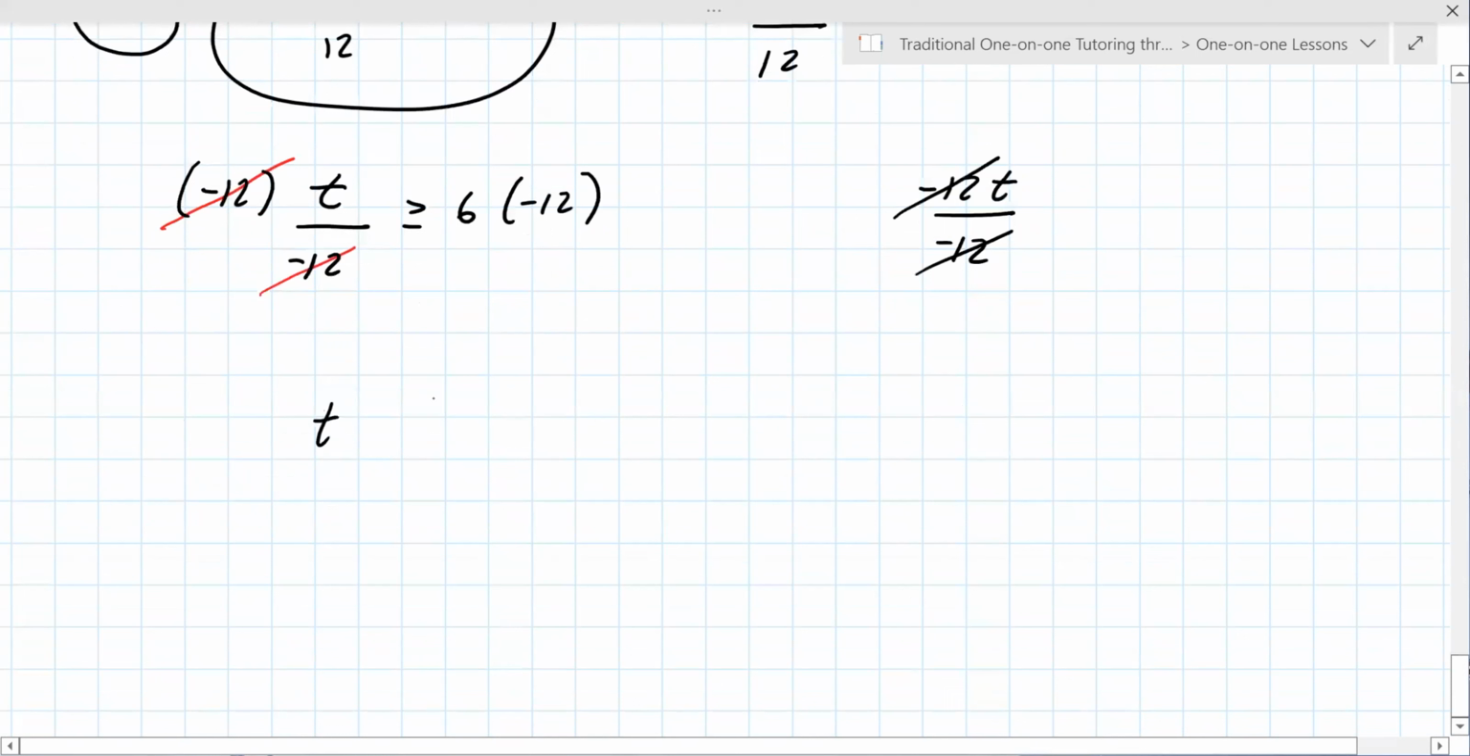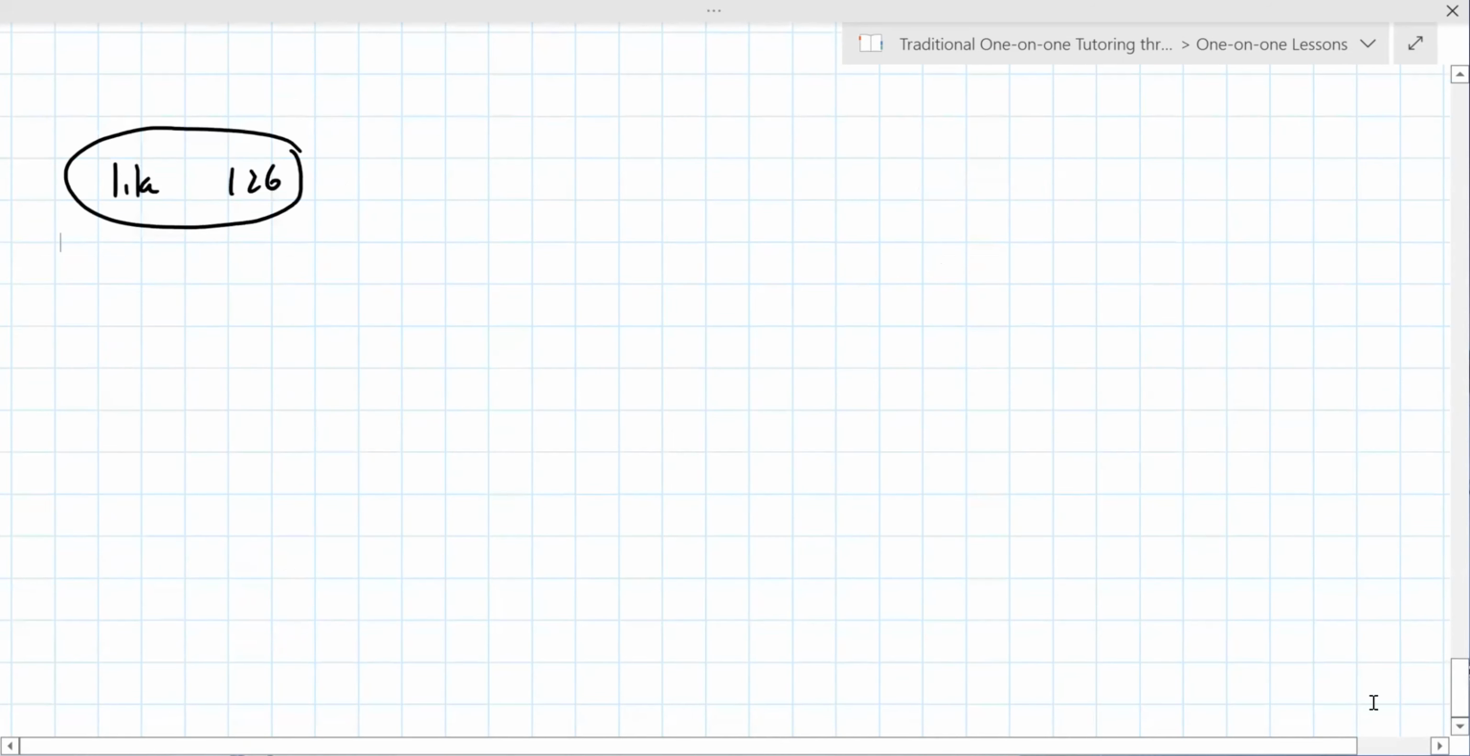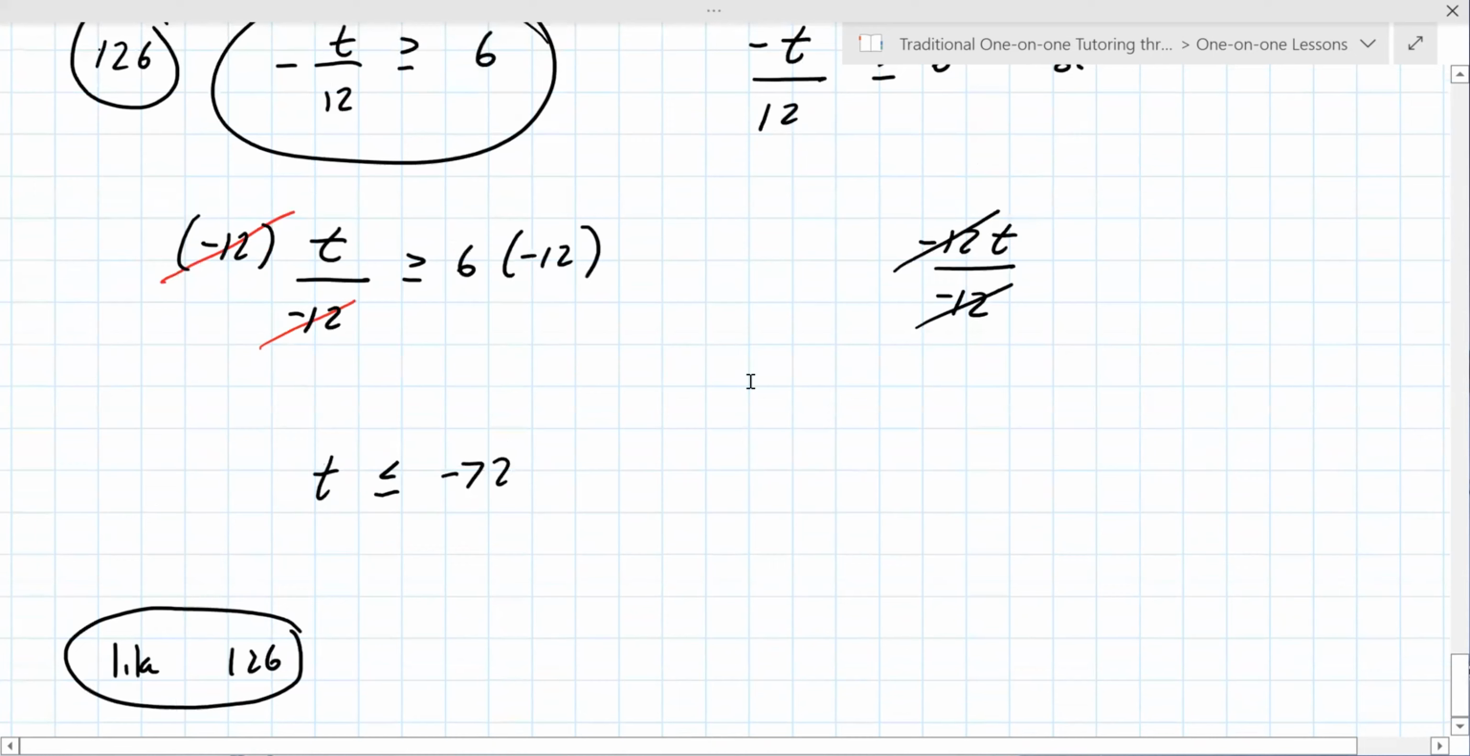So t is greater than or equal to, well, actually, let me take that back. Go ahead and multiply those two numbers together. Negative 72. Okay. And same thing here: did you multiply or divide by a negative? So you have to flip that inequality here. Okay, let me give you one like 126 to try, just to see where you're at. Did you have any questions on that? No. Okay.